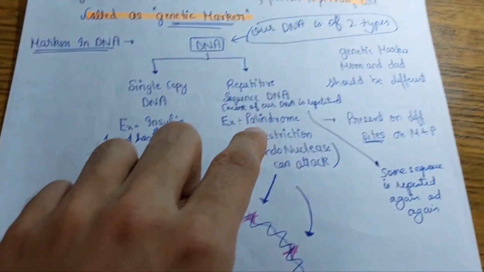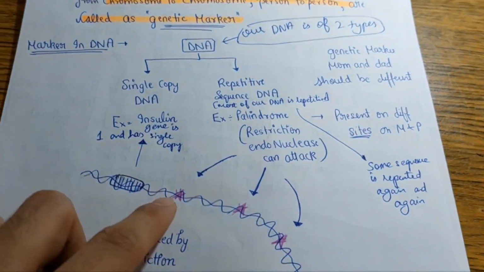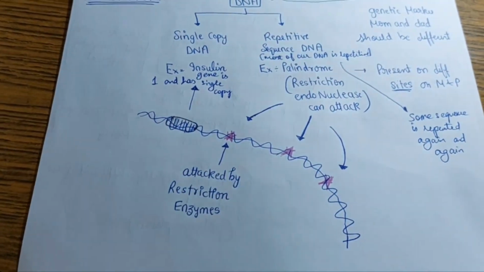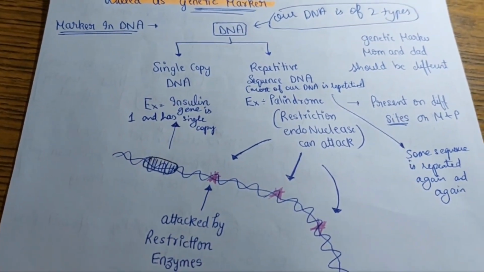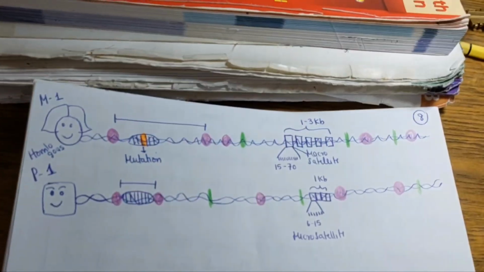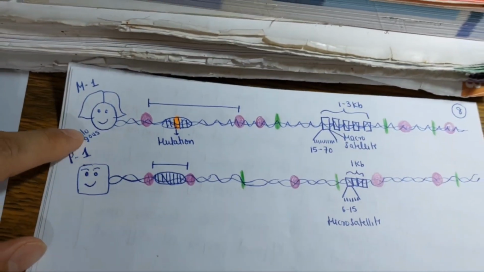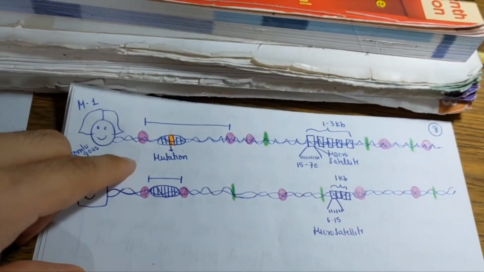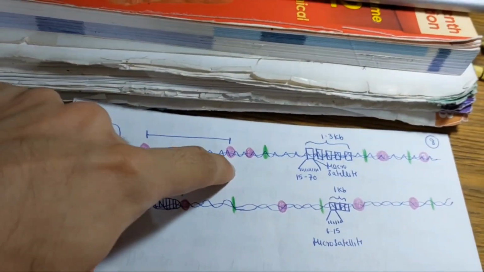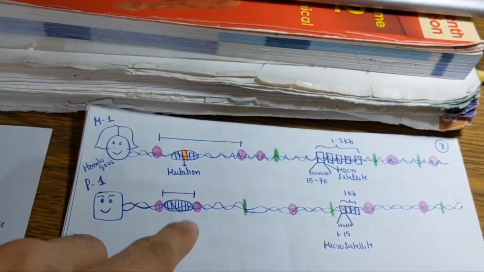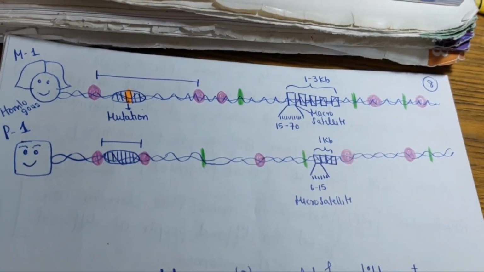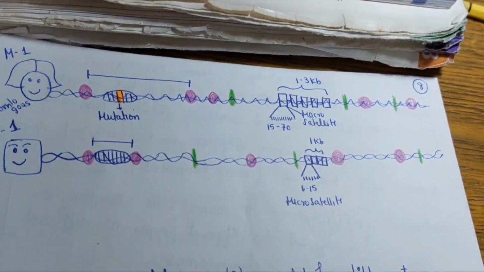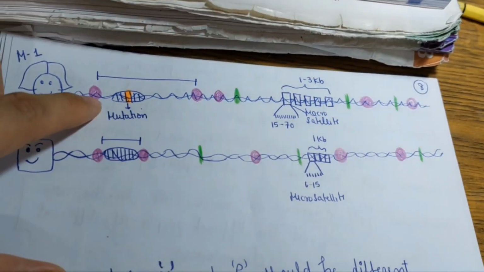Now we have to remember that this palindrome sequence, which is here in pink color, can be present on different sites on different chromosomes, especially on male and female chromosomes, or mom and dad chromosomes. So here, if we consider this as a maternal chromosome and paternal chromosome, here we can see our palindrome sequences in pink, and here in pink also are the palindrome sequences, and both the chromosomes have the palindrome sequence at different places, but the main thing is that it is repeating, so that's why it comes under the repetitive sequence DNA.